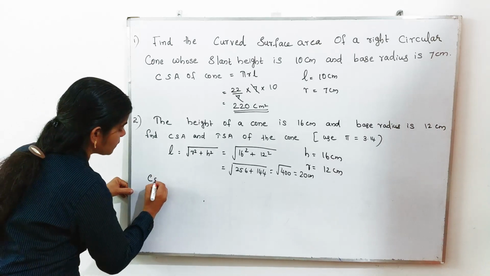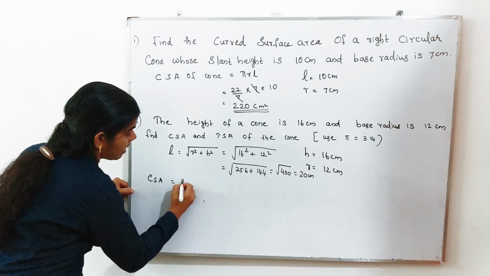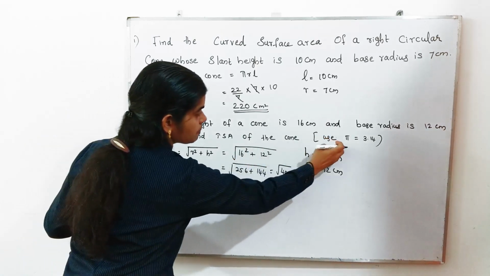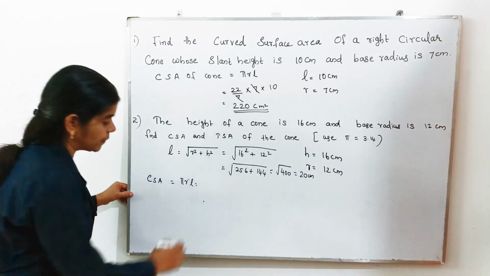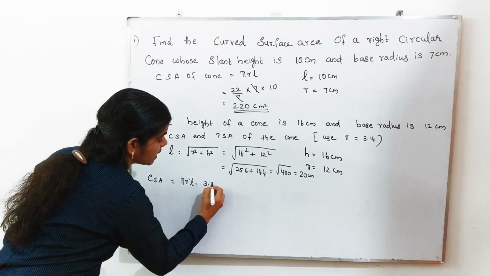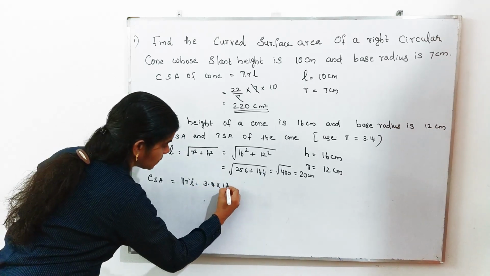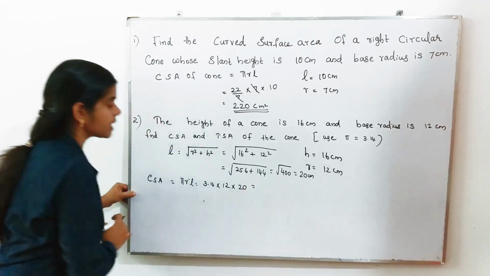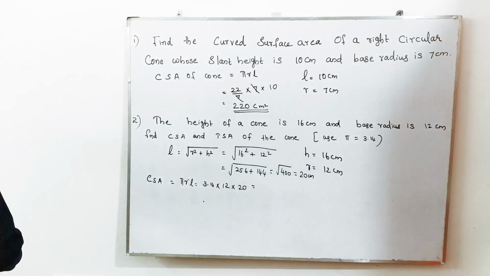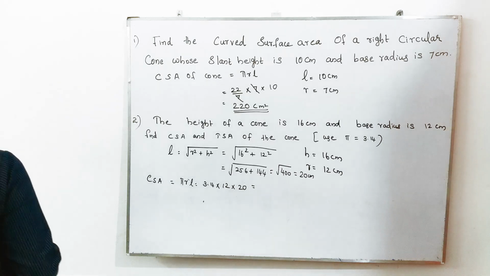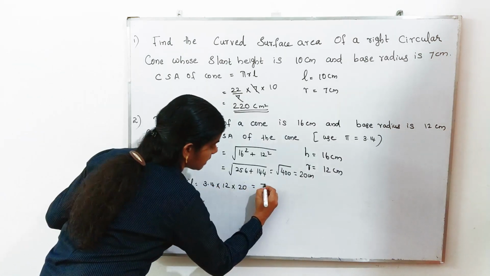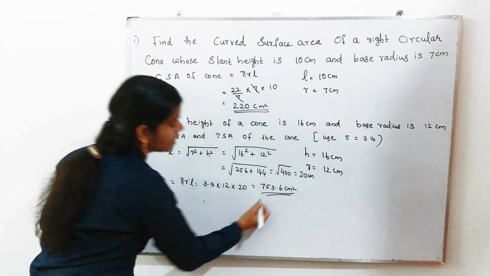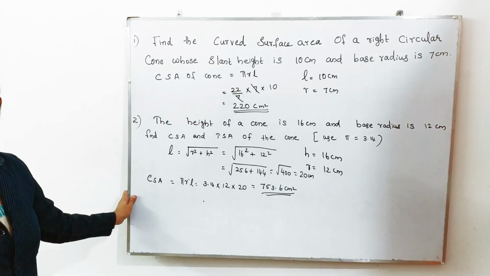So the CSA of the cone is equal to pi r L. They have already given here to use pi is equal to 3.14. So 3.14 into r is 12, L is 20. Those three you want to multiply. Our answer is 753.6. 753.6 centimeter square will be the curved surface area of the cone.